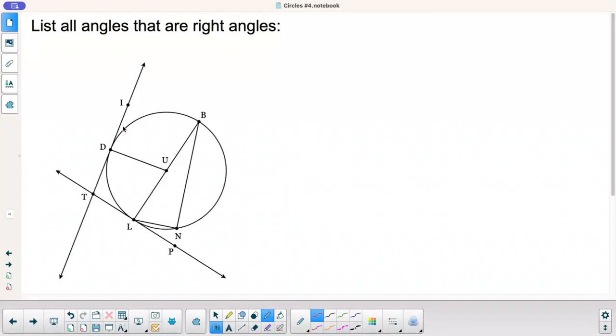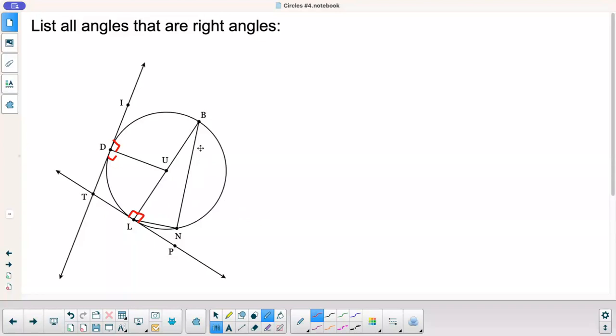Okay. So you can tell here that this is a tangent line. Line ID is tangent because it touches circle U at one point at D. And this is clearly a radius. So we could say that this is a right angle. Let's see, same idea here. Line LP intersects circle U at one point at L, and LU is the radius. So this is a right angle. It would also make the other side right angles also because they are supplementary.